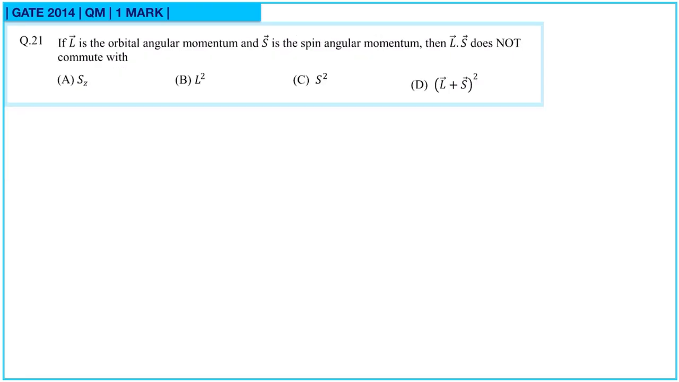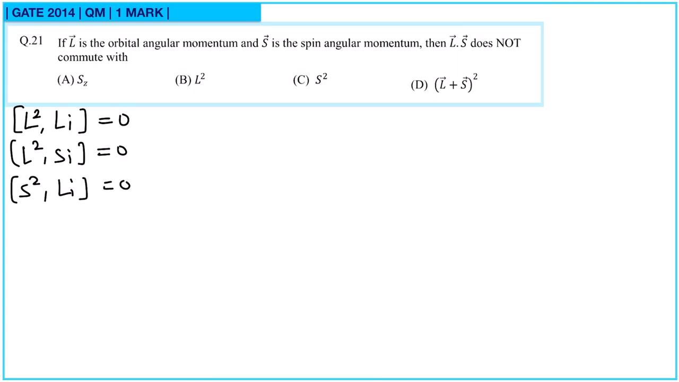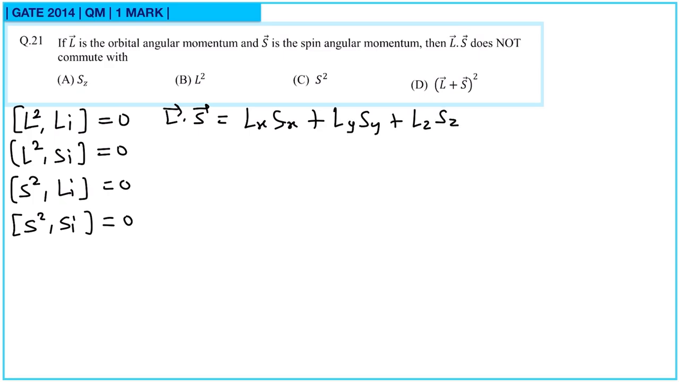Next question. If L bar is the orbital angular momentum and S bar is the spin angular momentum, then L bar dot S bar does not commute with. Now we know the commutation relation L square with L_r is always equal to 0. Also L square with S_r is equal to 0. S square with L_r is equal to 0 and S square with S_r is also equal to 0. Now if we consider L dot S, then that is equal to Lx Sx plus Ly Sy plus Lz Sz, just the dot product between these two vectors.